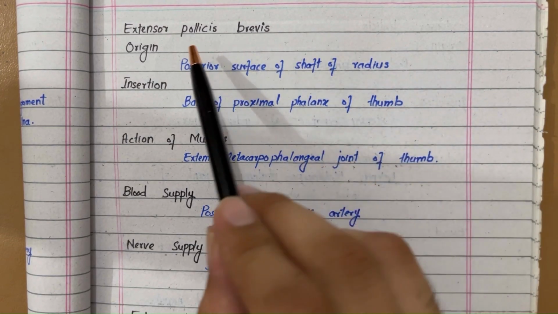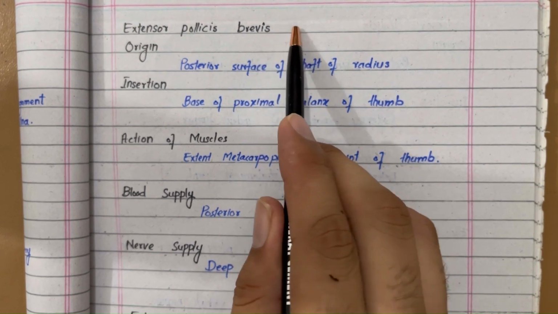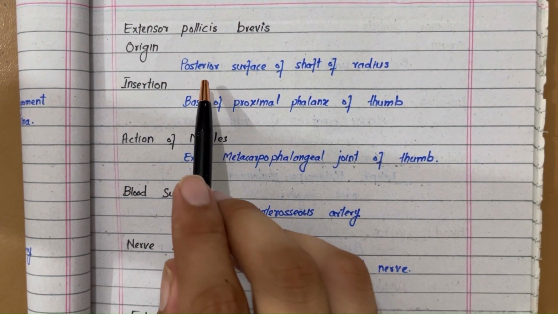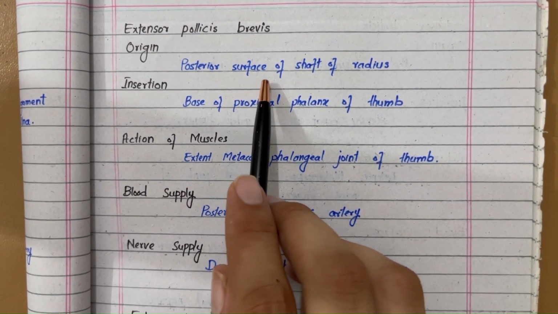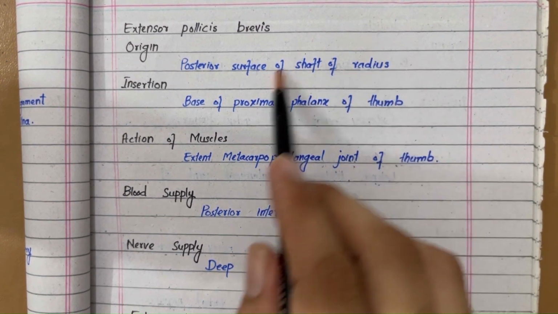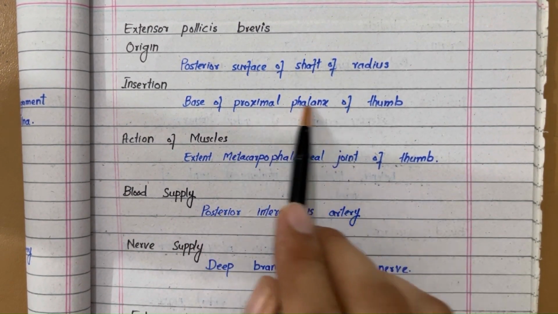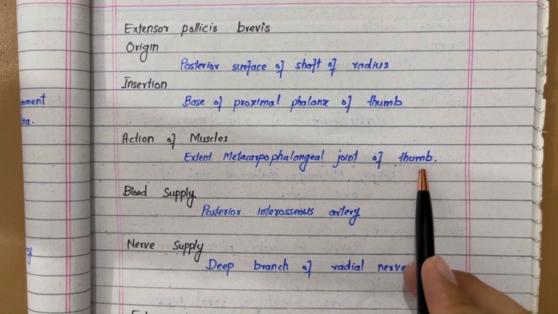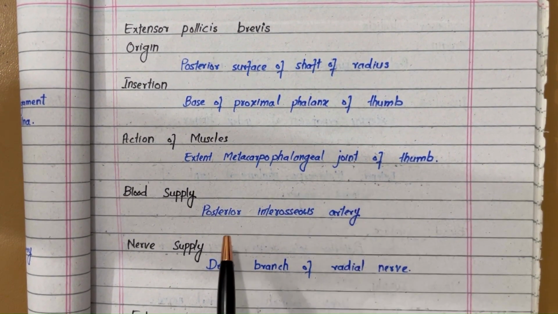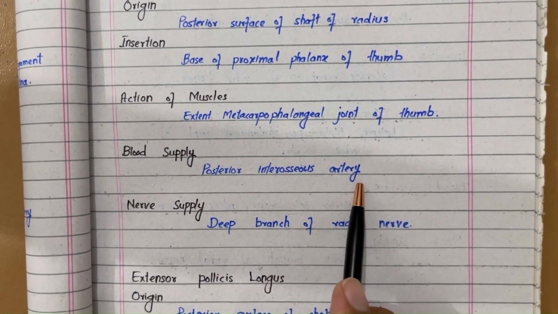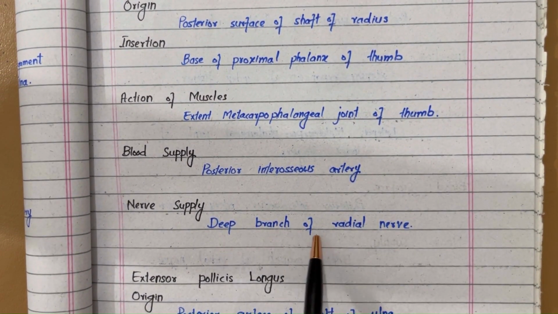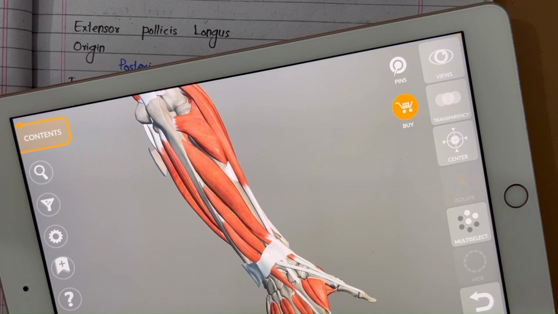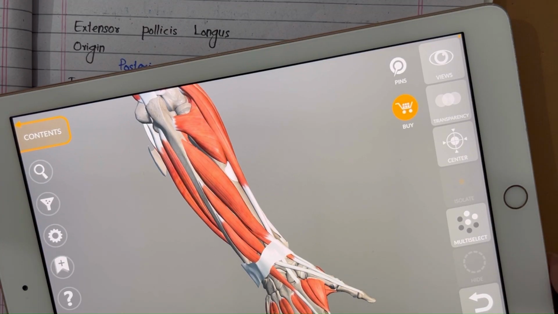Student, as we have discussed the anatomy of the extensor pollicis brevis muscle, here we will overview this muscle. It originates from the posterior surface of the shaft of the radius bone and inserts into the base of the proximal phalanx of the thumb. It plays an important role in the extension of the thumb at the metacarpophalangeal joint. It is supplied by the posterior interosseous artery and innervated by the deep branch of the radial nerve. Now student, the extensor pollicis longus muscle.